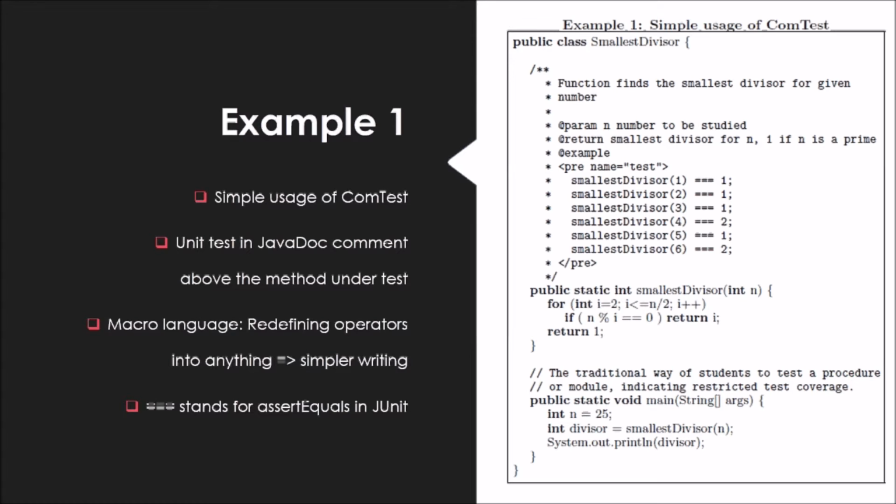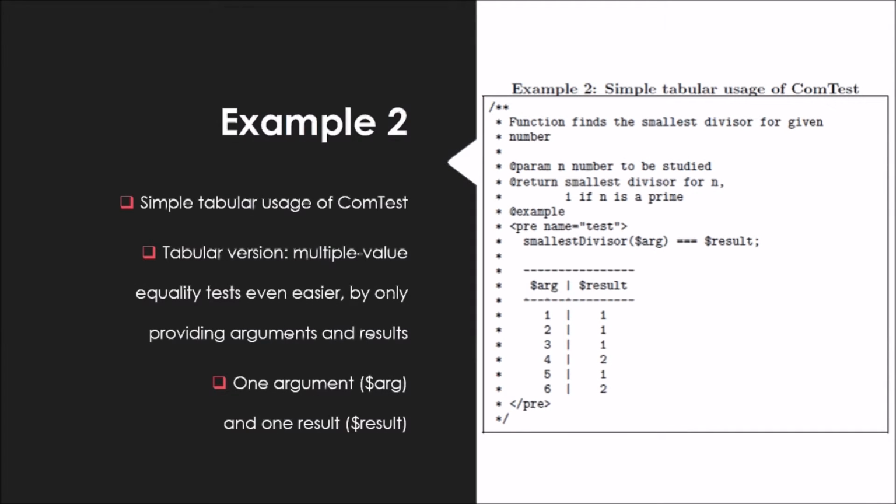Macro language gives the possibility of redefining operators into anything, making test writing simpler. For example, the triple equals stands for the assert equals of JUnit. The second example shows a simple tabular usage. The tabular version of test writing makes multiple value equality tests even easier by only providing arguments and results instead of creating new tests for each testing value. Here you can see that the example uses one argument and one result for one test case.